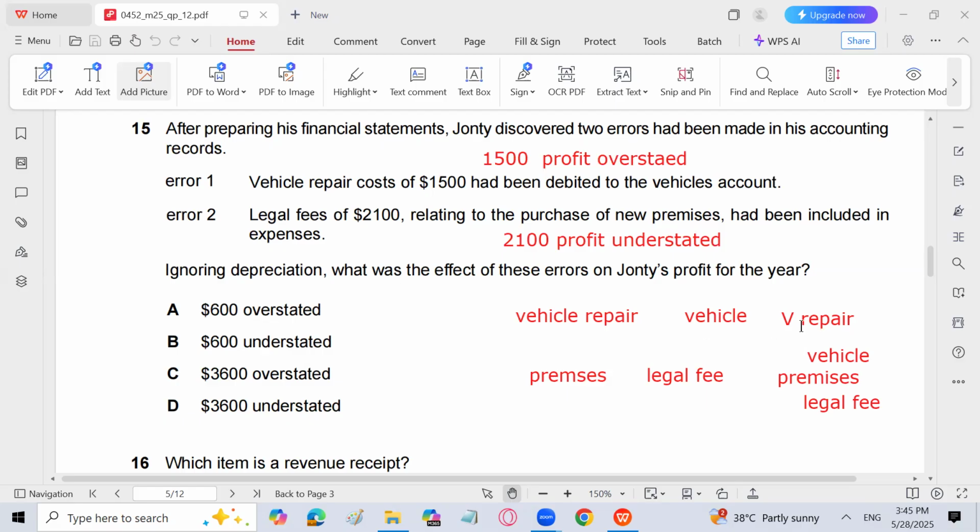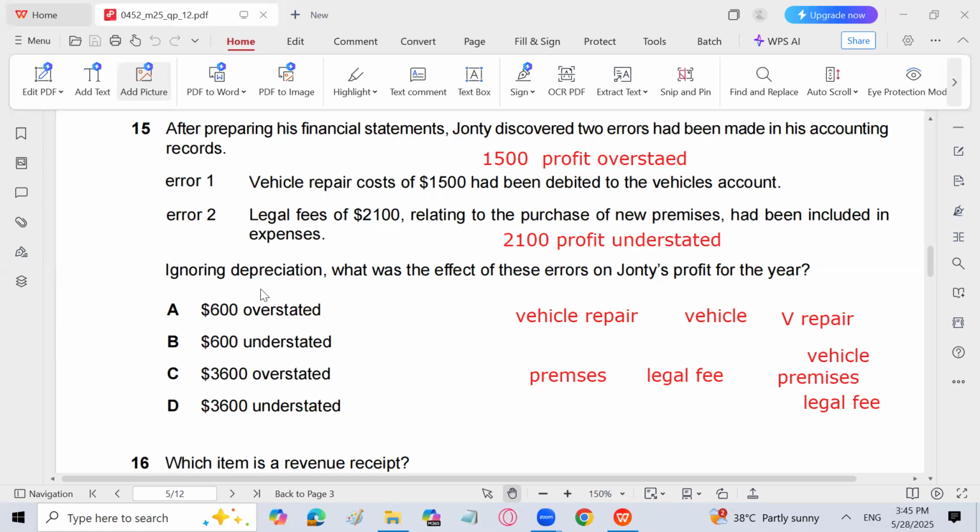हमने expense में से vehicle repair debit करना था, तो profit में से minus करना था ना, नहीं minus किया. क्या हुआ इसका मतलब है? Profit बढ़ गया. Legal fee credit किया, आपने expense decrease करना था. Legal fee credit means profit में add करना था. Add नहीं किया, मतलब profit क्या हो गया? कम हो गया. Understated. So this is how we will do this question. Next.